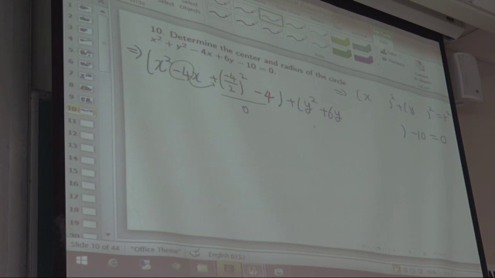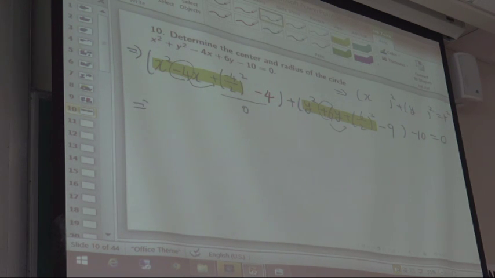Just keep going. And then we do the same trick. Take this plus 6 and divide by 2 and take the square, which is 3 squared. So when I add it, to keep the equality, I subtract the same number. 3 squared is 9, so subtract the same number 9. Then this and this will be the complete square format.